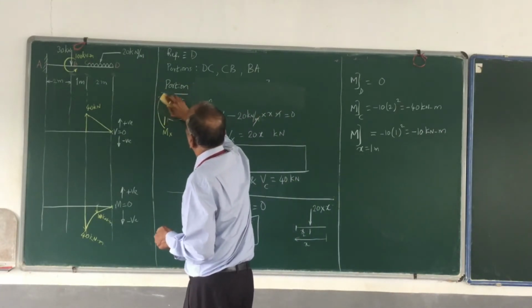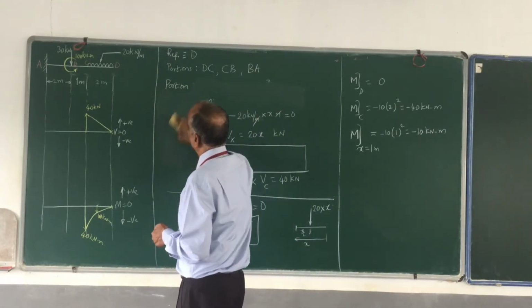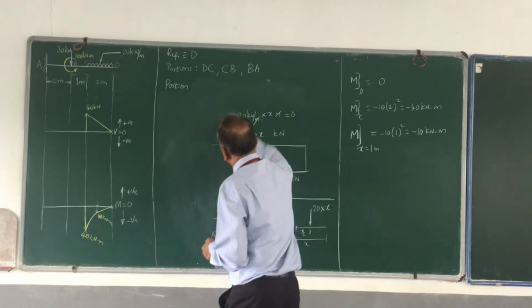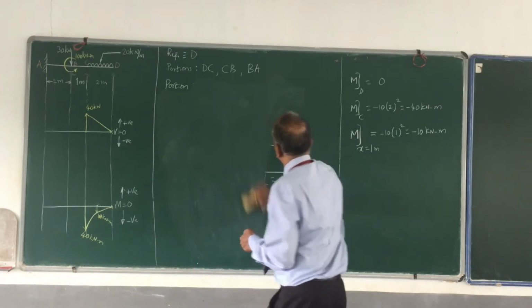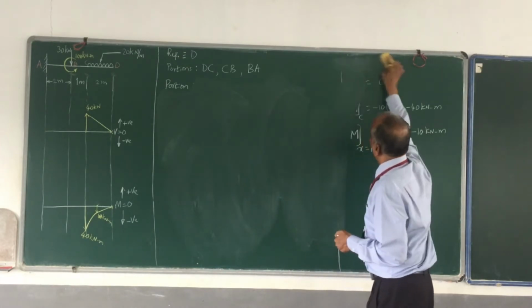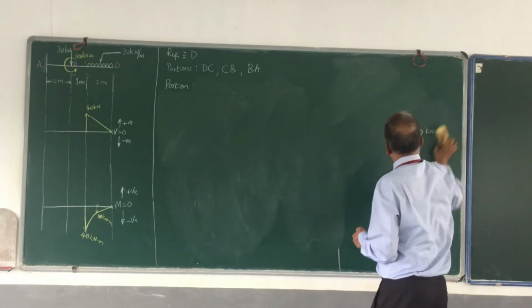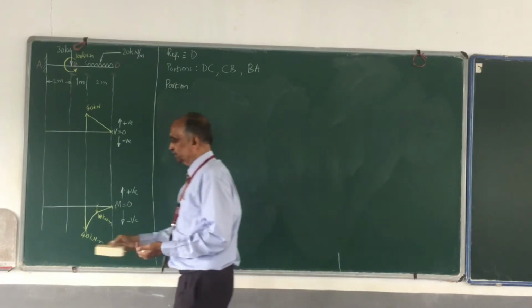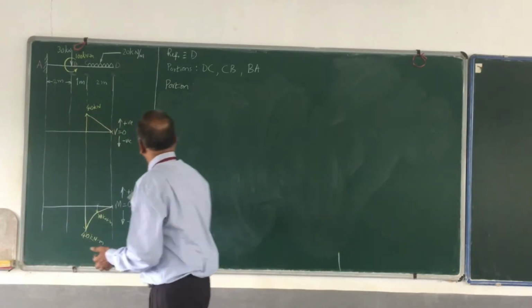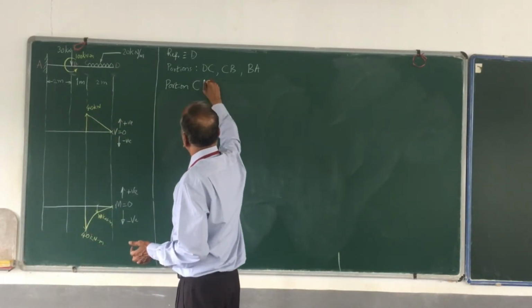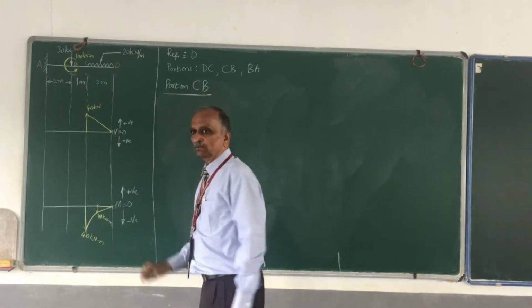What is the next portion? It is between C and B. That is the next portion. So identify the portion. Draw portion C and B. Okay, what is to be done?